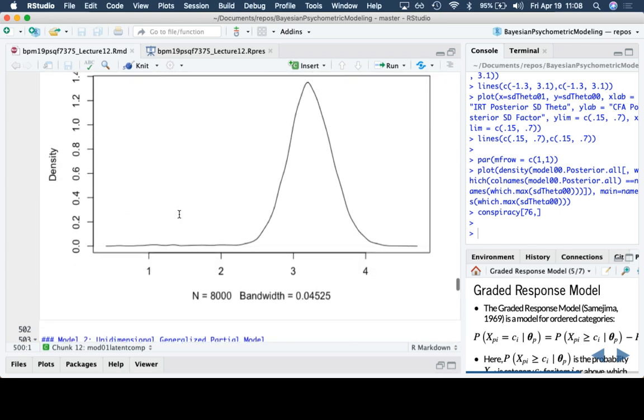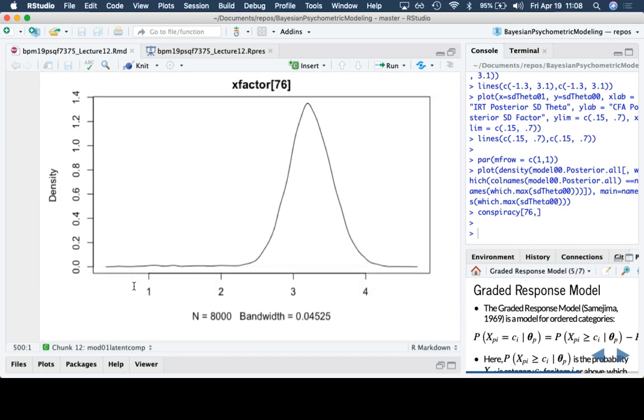This, by the way, is that person with that outlying variable. This is their posterior density for theta. And you see this really long tail here. I changed the burn-in, I changed everything else, and I still get this long tail. It just samples weirdly with it, what can I say?